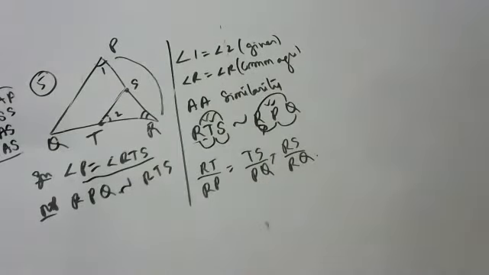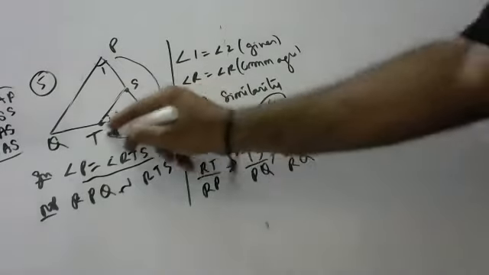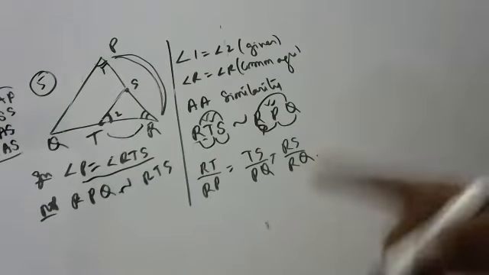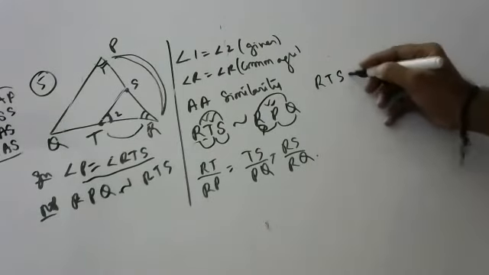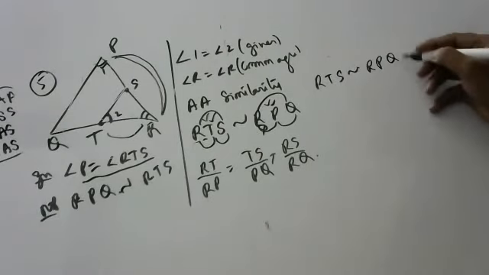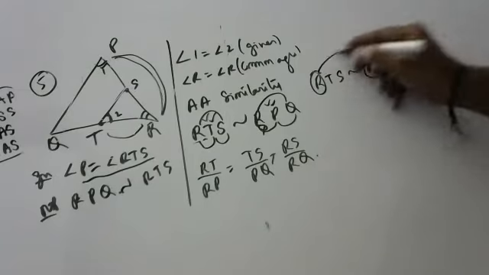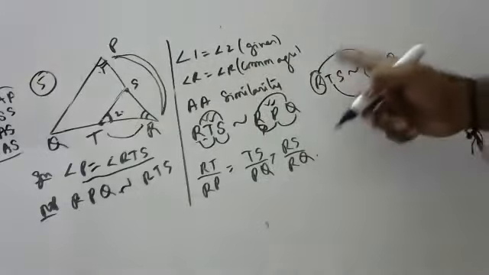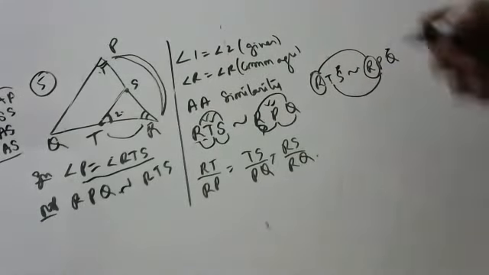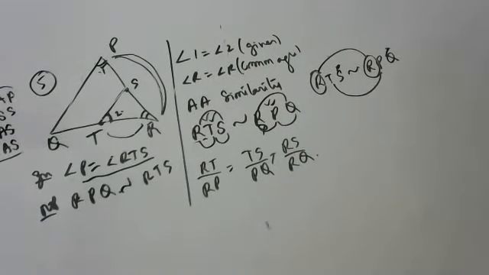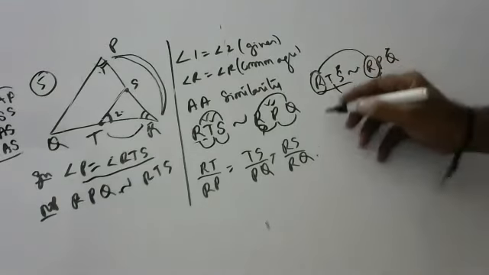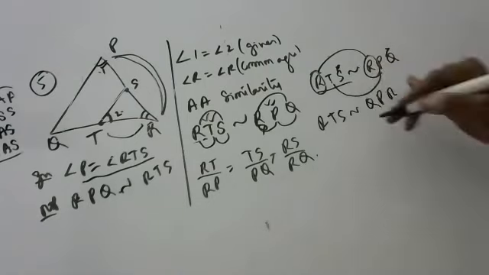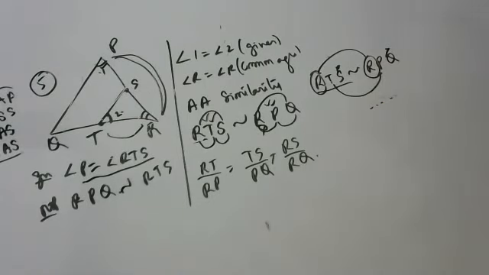See, children, those who did not understand, why this by this? Because this angle and this angle are equal. While writing RTS is similar to RPQ, R is same, that's why we wrote in the same places. T and P are same because he gave, that's why they are in the same places. S and Q came automatically, no problem. You should write in a perfect manner. I can't write RTS is equal to QPR, whatever I want, I can't write like that, children.